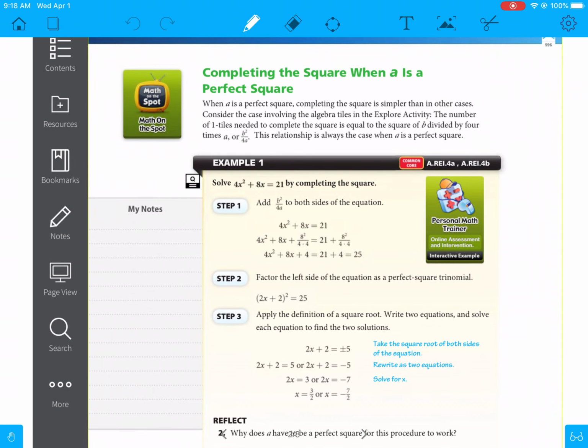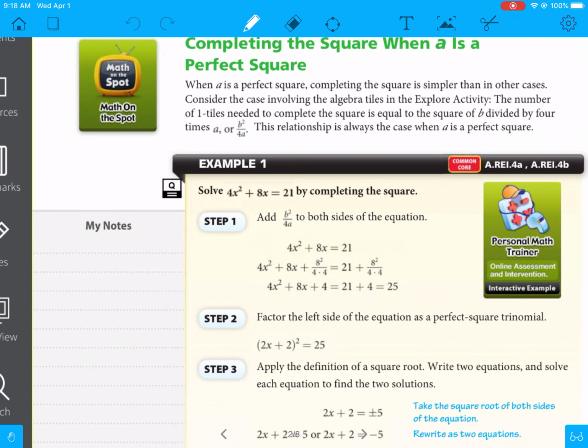So if you take a look here, completing the square when a is a perfect square. When a is a perfect square, like 4, 9, 16, 25, 36, it makes it a lot easier and you don't have to do anything to the actual equation. So when a is a perfect square, completing the square is simpler than in other cases. We don't need to worry about algebra tiles. So basically, our equation for our c is going to be b squared divided by 4a.